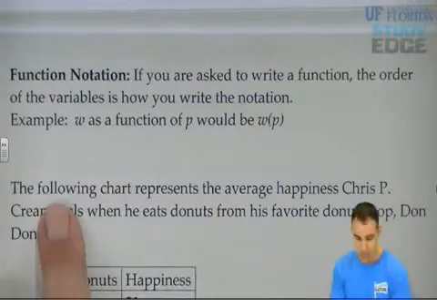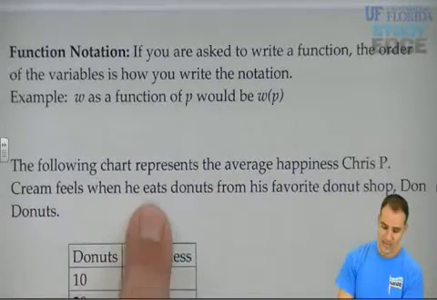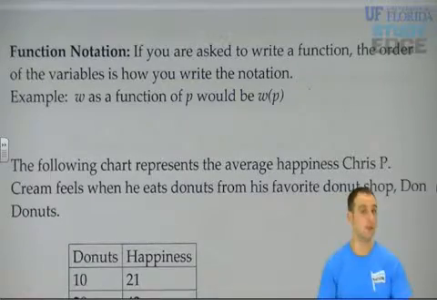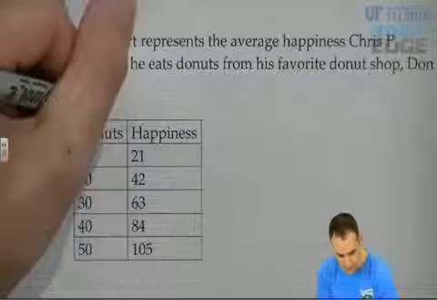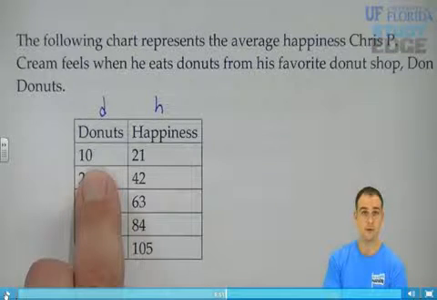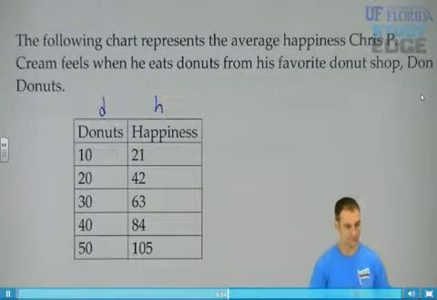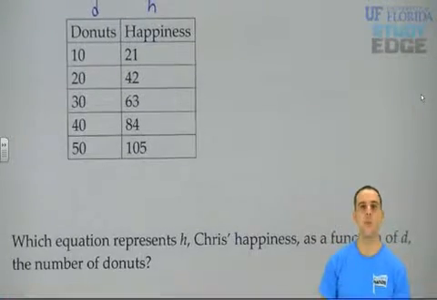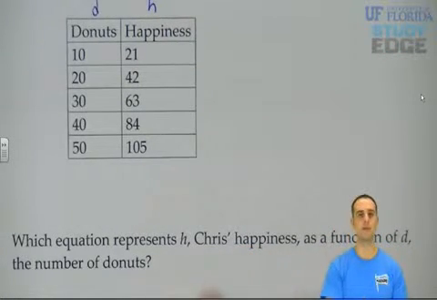For example, the following chart represents the average happiness Chris P. feels when he eats donuts from his favorite donut shop, Dunkin' Donuts. Here we have a chart of donuts and happiness. Probably going to use D for donuts and H for happiness. I'm pretty happy when I have a pumpkin donut from Dunkin' Donuts. Here's the question. Which equation represents H, Chris's happiness, as a function of D, the number of donuts?